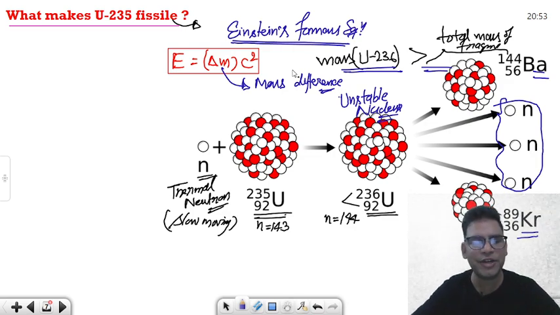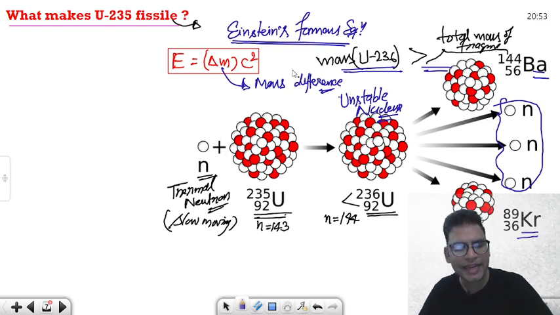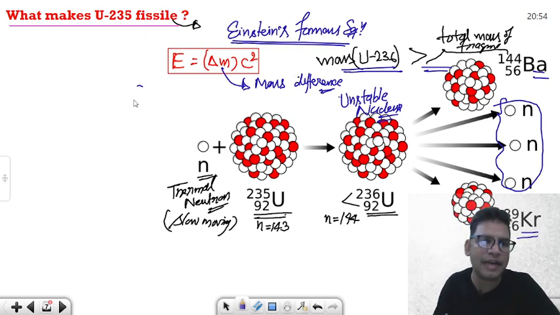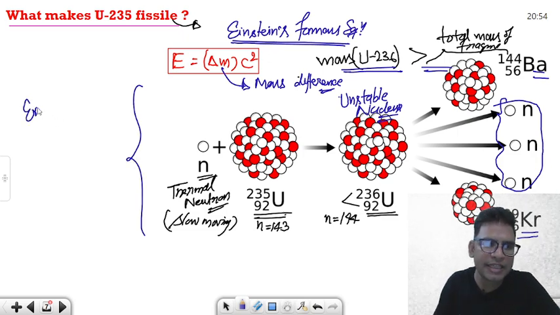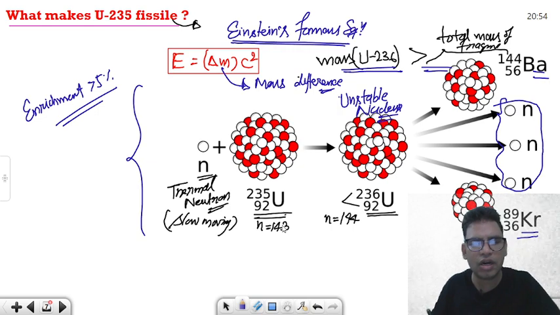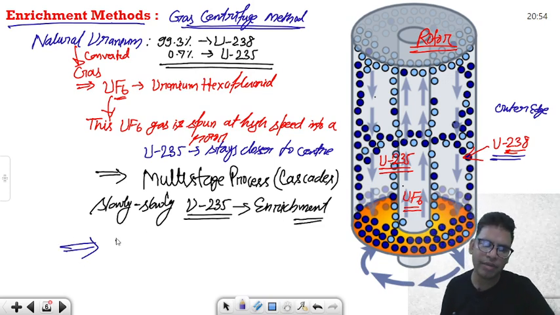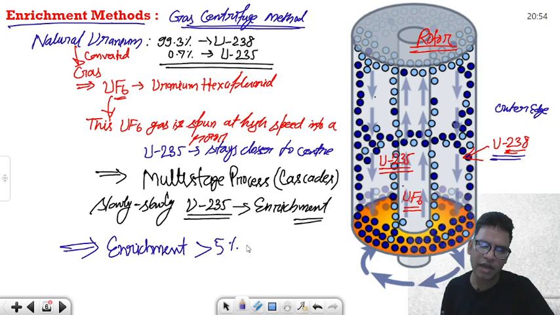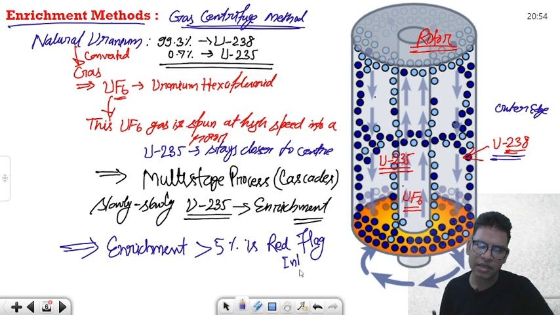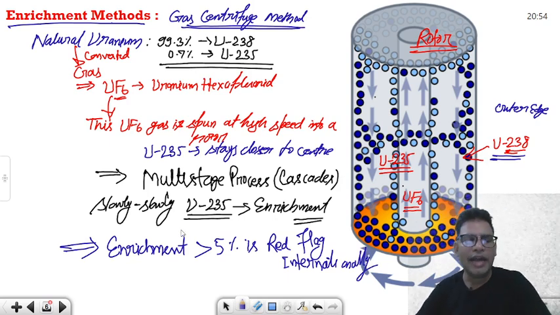So we should wind up this video here today, and we'll get back to other videos. Remember one thing, I want to make just one line: enrichment greater than 5%. Remember this for your UPSC, enrichment greater than 5% is a red flag internationally. It is a red flag internationally, right? So that is the most important line. I hope this video is useful for you.